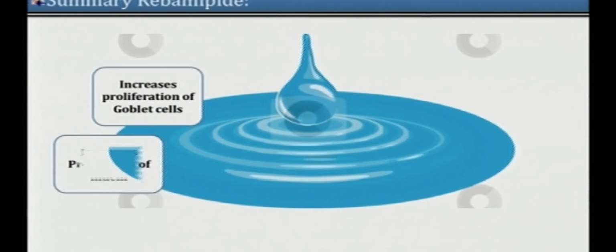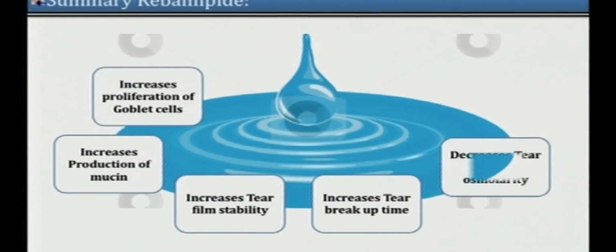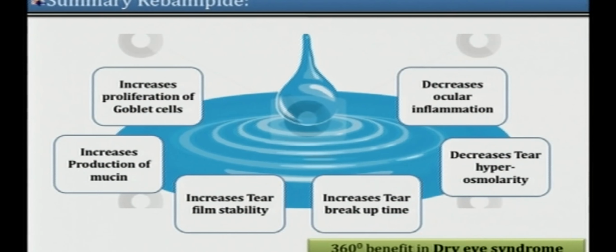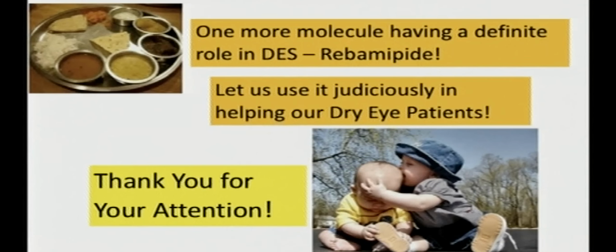So it increases proliferation of goblet cells, increases production of mucin, therefore the tear film stability is improved, improves the breakup time, decreases the hyperosmolarity, decreases the inflammation, and gives you a 360-degree effect. Quite well tolerated, except in about 15 to 20% where you get a very bad sensation in the throat. So it's one more molecule having a definite role.